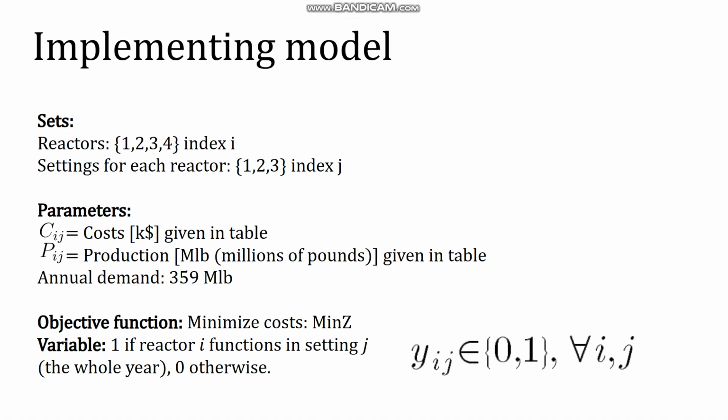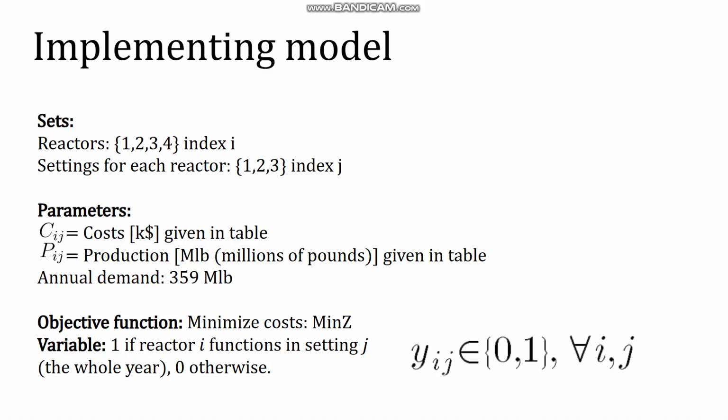So first we have to build the model. We have to define the sets. So we have 4 reactors, index I, 3 settings for each reactor, index J, and we have parameters. Each cost is given in the table, and the same with productions.